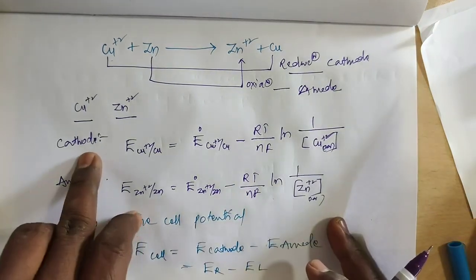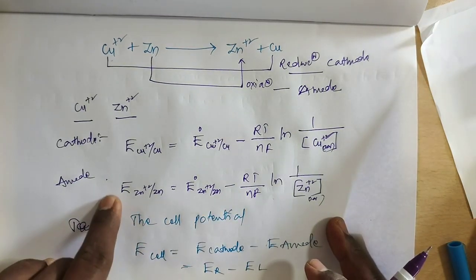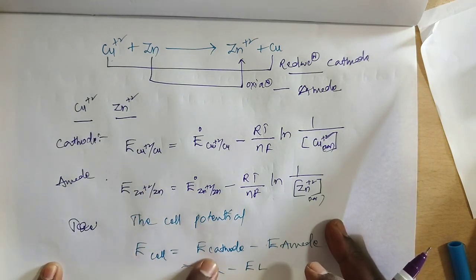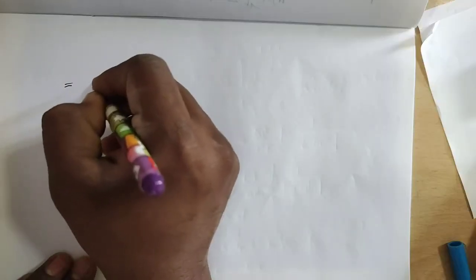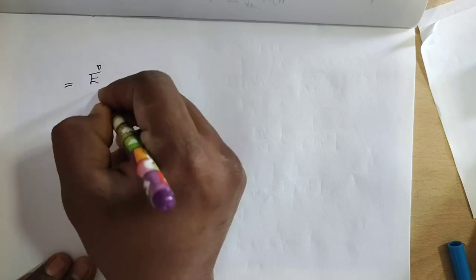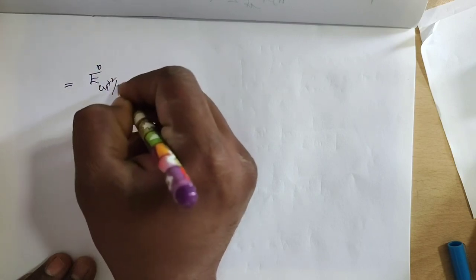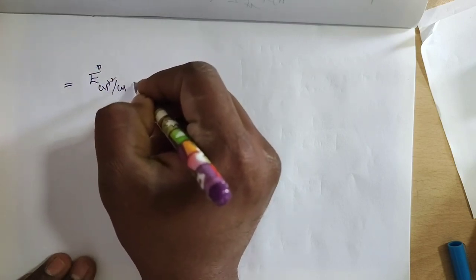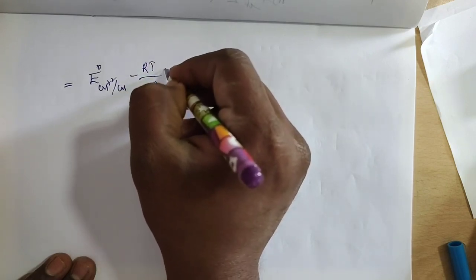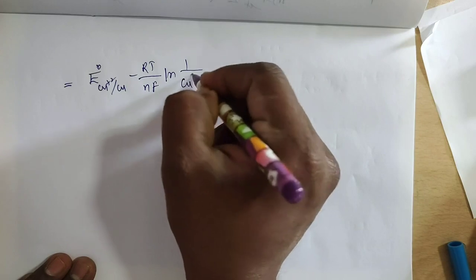So in that, which one is cathode? This one. Which one is anode? This one. So we substitute these both in this. E cell equals E cathode minus E anode. E cell equals E0 Cu+2/Cu minus RT/nF ln 1/Cu+2.